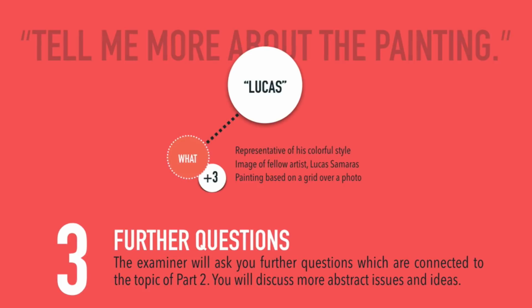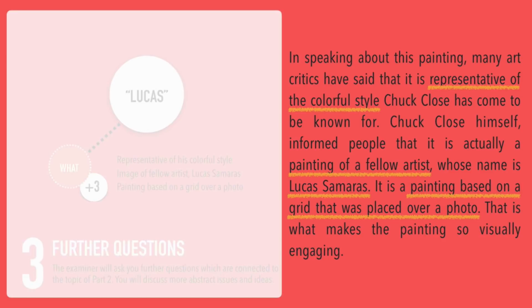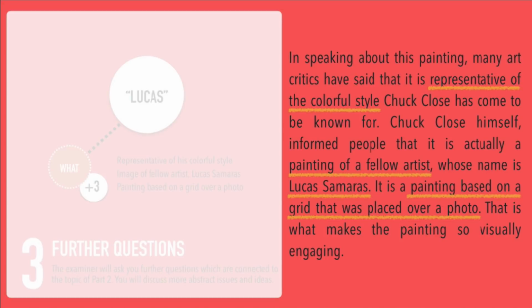So I'm giving more details about the painting related to what, because I have not spoken about that yet. So my answer to this further question would look like this. I have representative of the colorful style, painting of a fellow artist, then I have the artist's name, Lucas Samaras, and I also have a painting based on a grid that was placed over a photo. Now again, let's look at the patterns we need to connect this information. Okay, now let's see how our answer to this further question looks. In speaking about this painting, many art critics have said that it is representative of the colorful style Chuck Close has come to be known for.